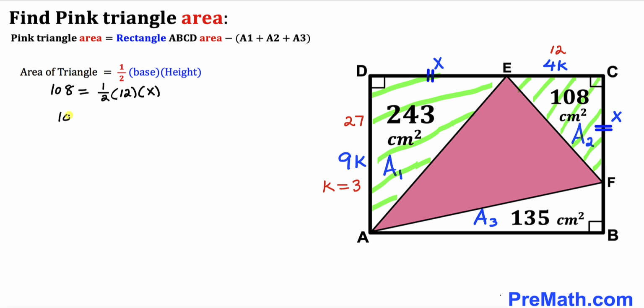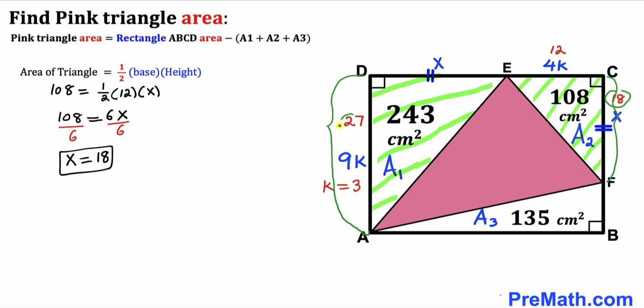If we simplify, that is going to give us 108 equals 6x. Let's divide by 6, so therefore x value turns out to be 18. So we can see that this x value turns out to be 18, and this segment is indeed smaller than this segment AD, which is 27. If this x value is 18, then this x value is going to be 18 as well. So therefore this segment DE is 18, and this side AD is 27.